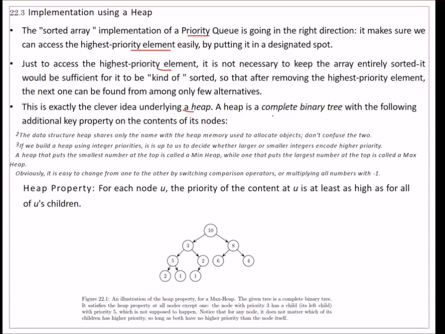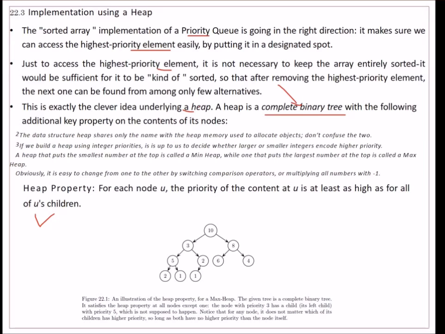A heap is a complete binary tree. I hope you remember what a complete binary tree was, and it has certain properties which we are going to see just now. But before that, this data structure heap should not be confused with the heap memory, because heap memory is where the allocation is done, for variables, data segment, your program segment. But heap is something different.